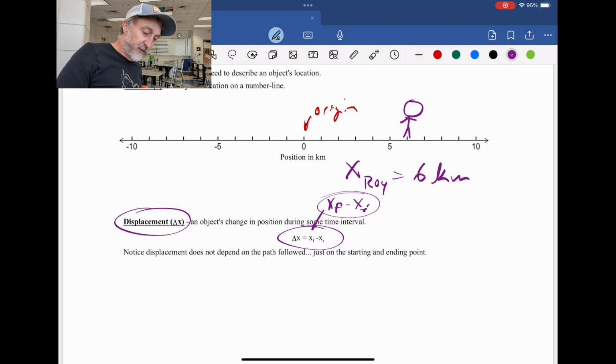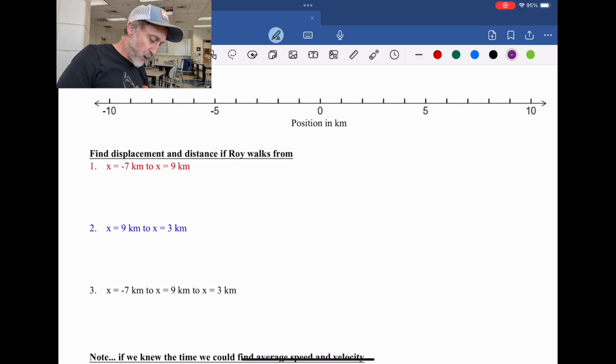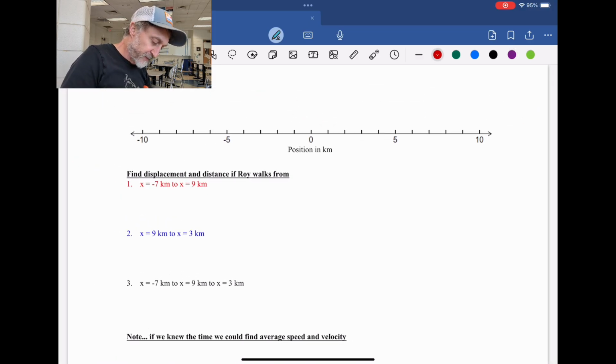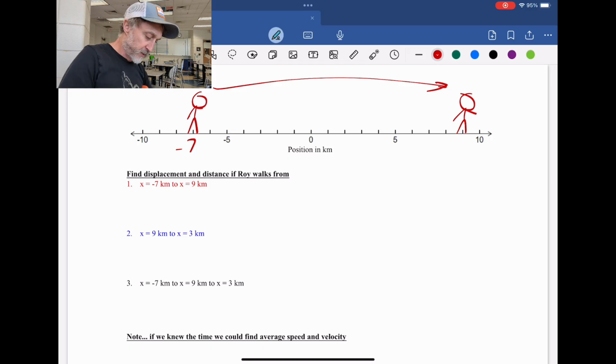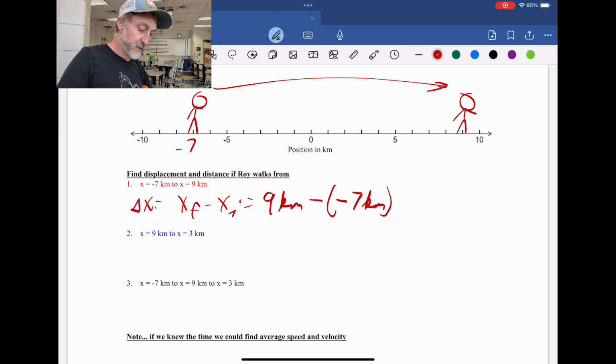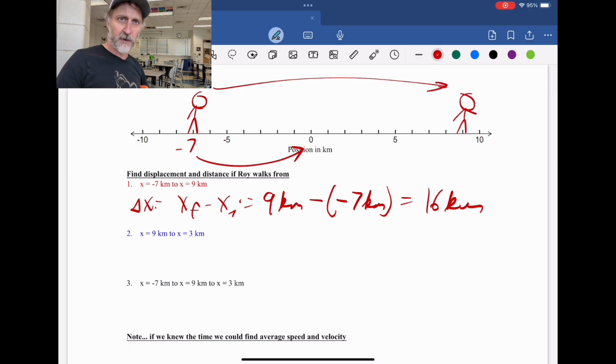So, let's do an example. All right, so here, Roy's gonna go for a walk. He's gonna go from a position of -7 to a position of 9. How far did he walk? Well, displacement is final position minus initial position. His ending position was 9 kilometers. His starting position was -7 kilometers. Minus negative becomes plus, I get 16 kilometers, which makes sense, right? Because he went from -7 to 0, so that's 7 kilometers, and then he went another 9 kilometers that way. 7 plus 9 is 16, okay?